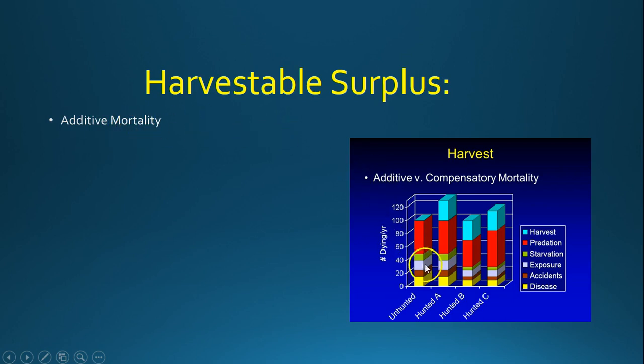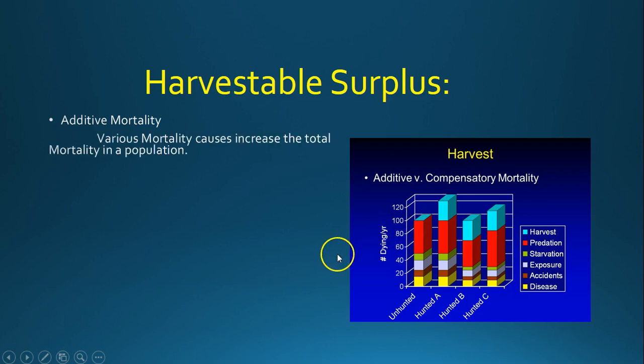Additive mortality means that you have all of these different causes of mortality that add up to take out a certain number of individuals in the population. So here's some of your causes over here: disease, accidents, exposure like cold, starvation, predation, harvest, which would be like hunting. And so in this first example here of an unhunted group, we have 100 individuals dying per year. So that's our mortality, 100. And all of those causes increase the total mortality in a population.